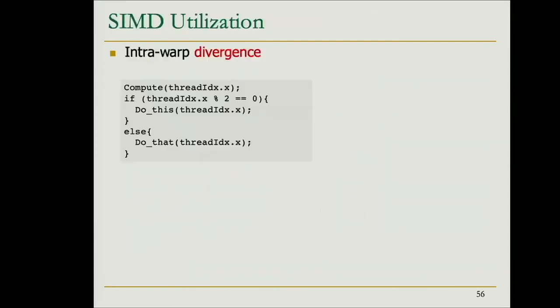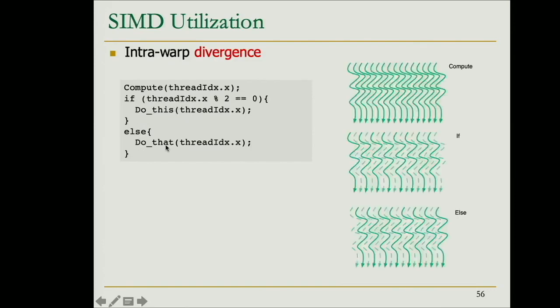Let me give you a better example, let's say in code, of intra-warp divergence, something like this. We do some computation here. In principle, there is no divergence in this initial part, but then at some point we have this if-else statement, and now we want even threads to do this and odd threads to do that. This will look something like this in the execution.